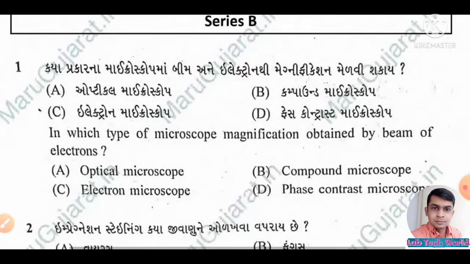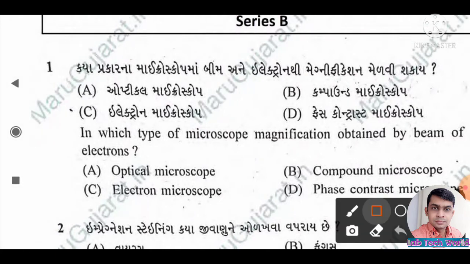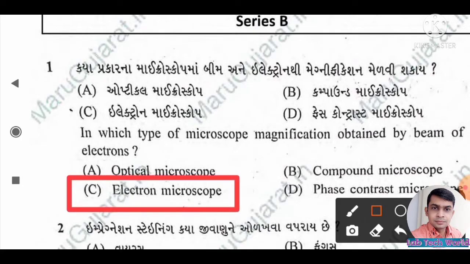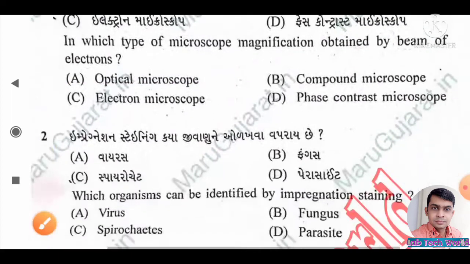Question number 1. In which type of microscope magnification obtained by the beam of electrons? Option number A, optical microscope, B, compound microscope, C, electron microscope, and D, phase contrast microscope. And the correct answer for this question it is, in case of electron microscope, the magnification is obtained by the beam of electrons. So option number C is the correct answer for this question.